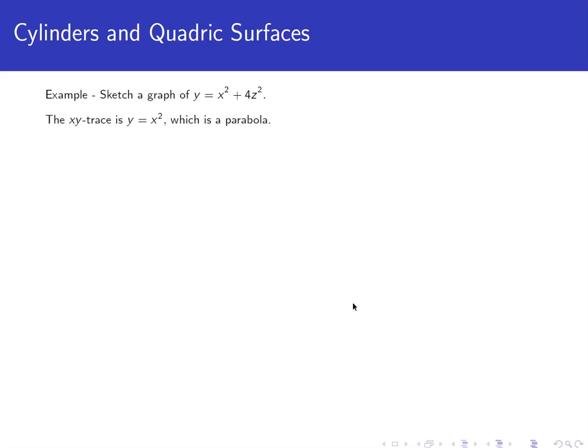That one was pretty straightforward. The yz trace is also a parabola. It's a little skinnier parabola since we have 4z squared rather than just z squared. But we got a couple of parabolas.